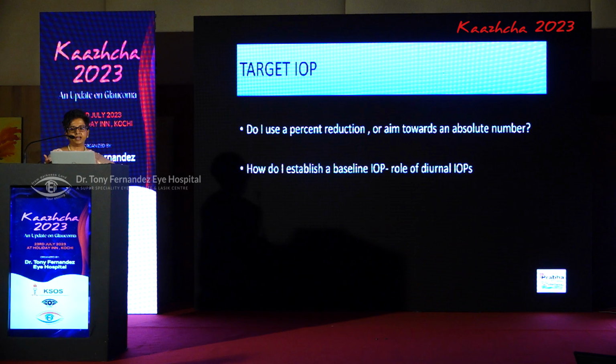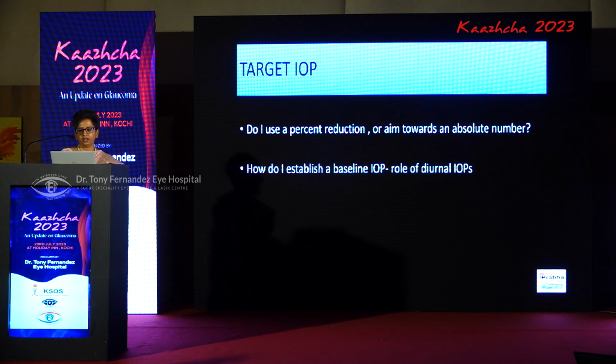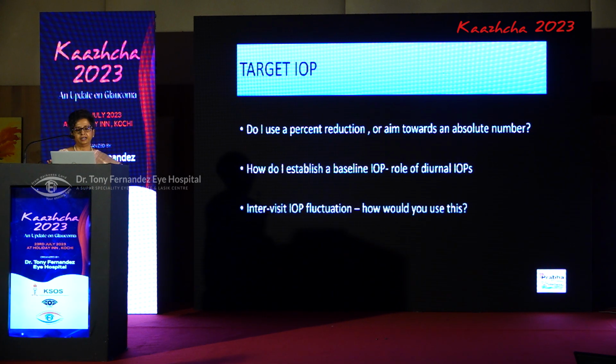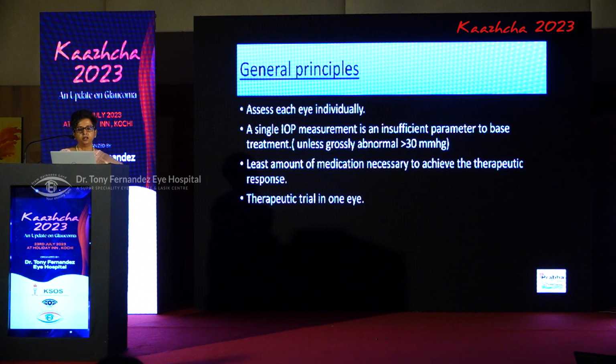So the role of diurnal IOPs, we spoke about it in the morning, so I'm not going to go into that in detail. Pay attention to intervisit IOP fluctuation. In one visit, if you find that the pressure is 12, next visit it goes up to 18, and again the third visit it is 12, there's something else going on. Patients who have higher intervisit IOP fluctuations tend to progress. They are the ones who are more likely to progress. So keep that in mind, factor that in when you are looking at the patient. Certain general principles, assess each eye individually.